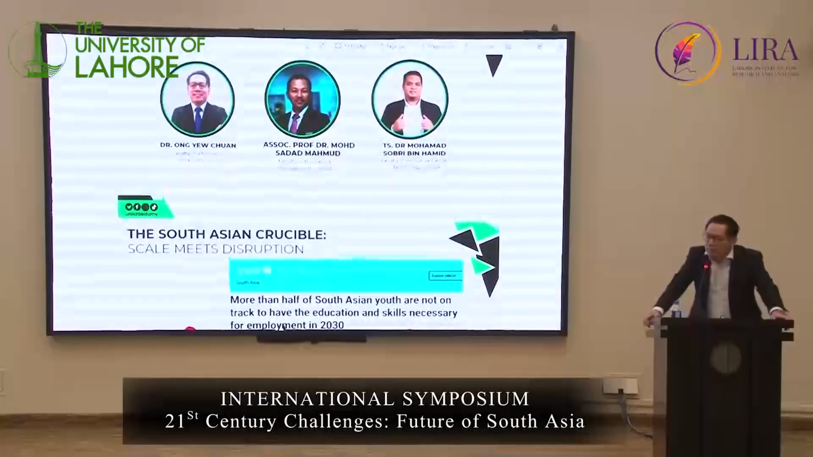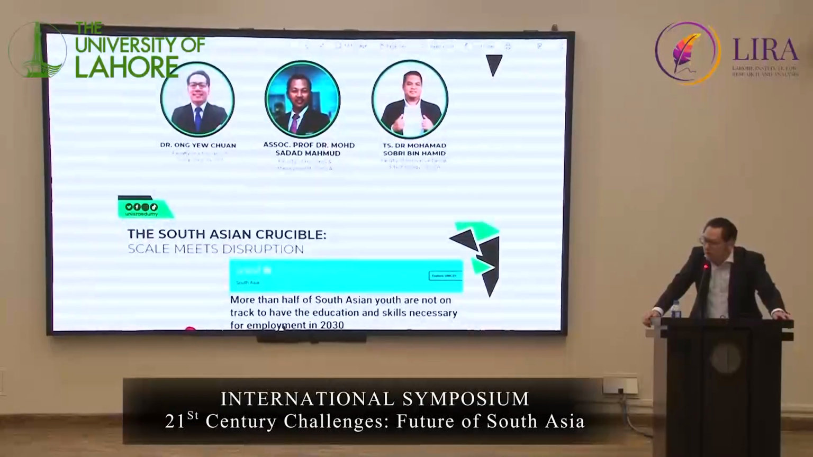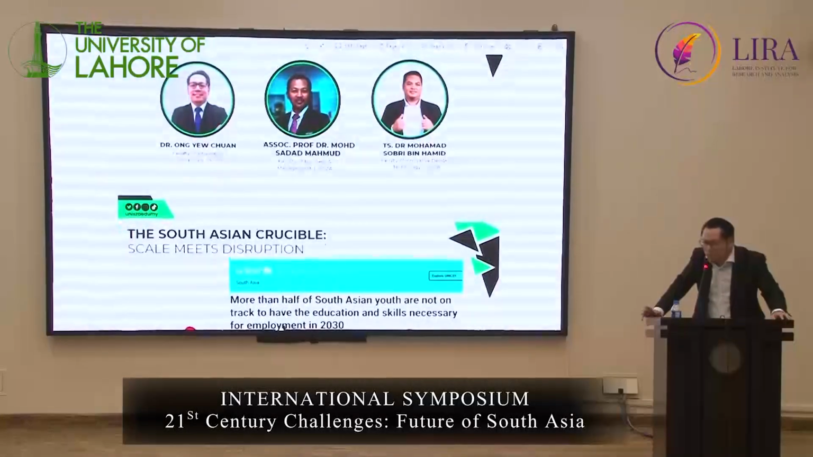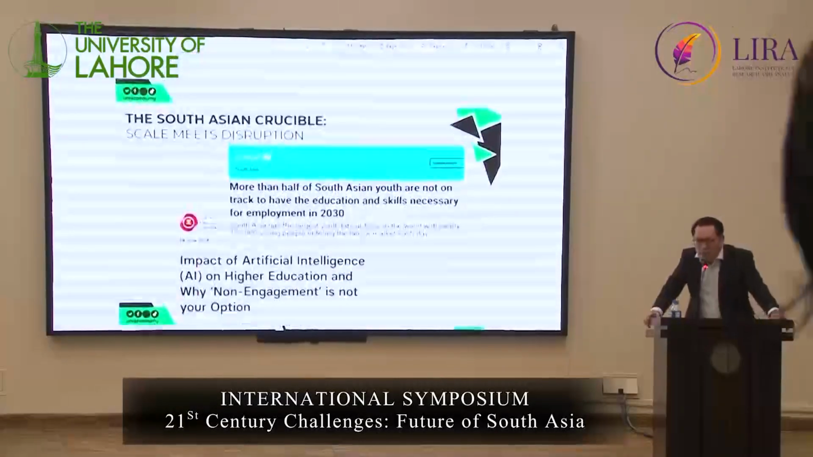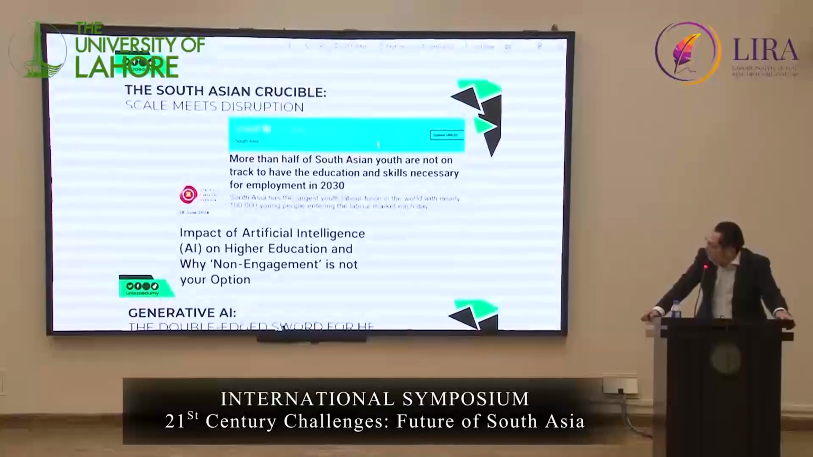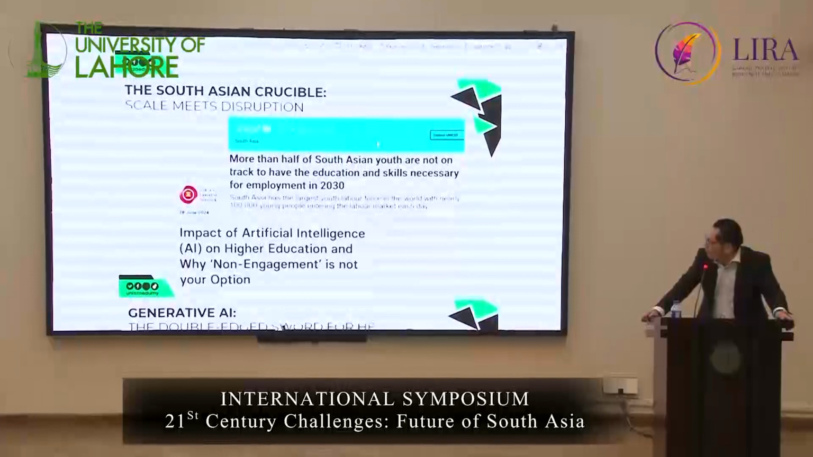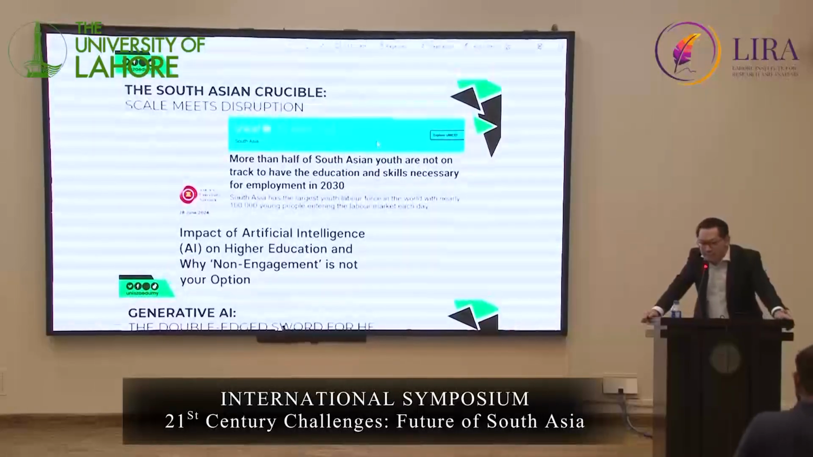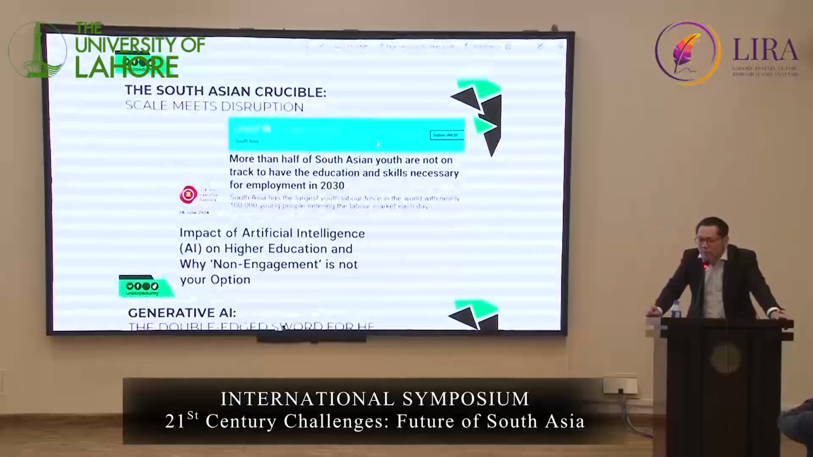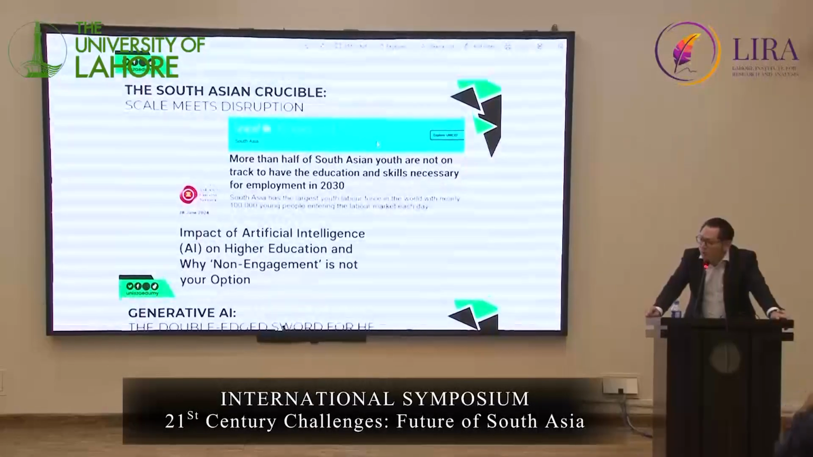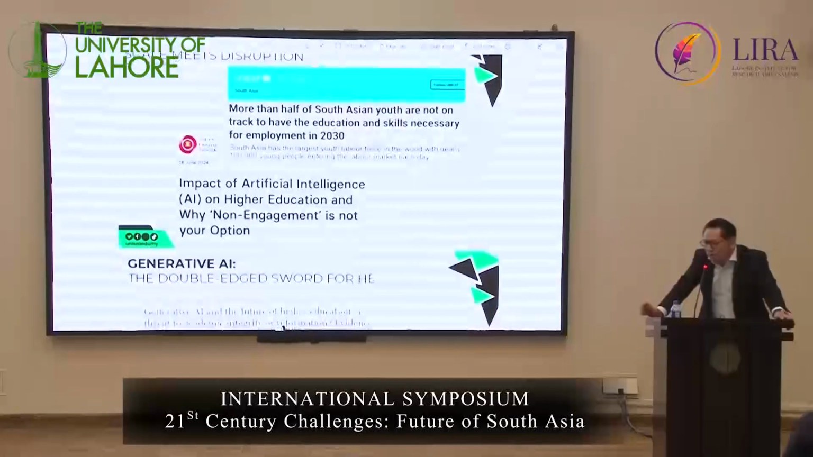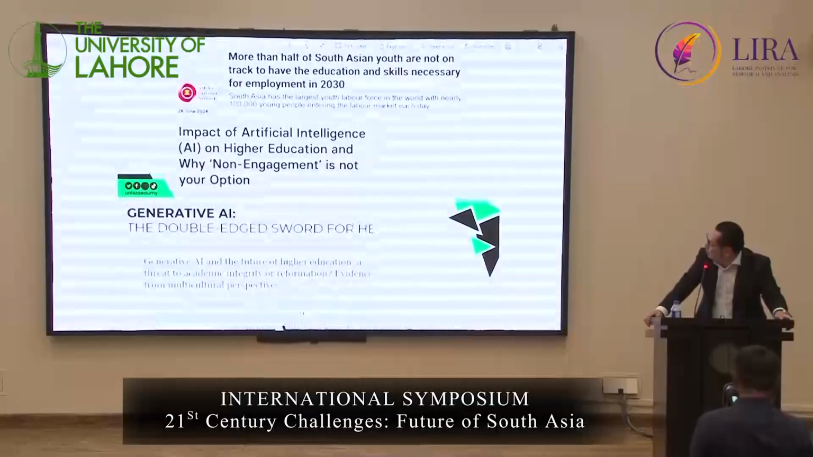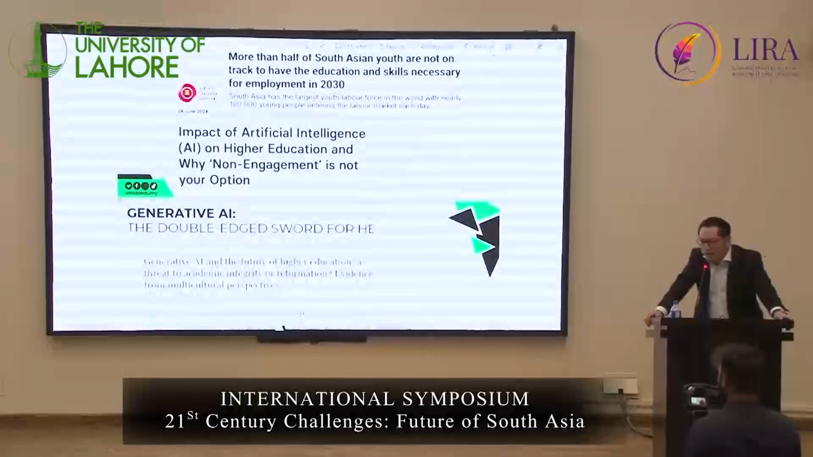I always see South Asia as not just a region, right? We see it as a crucible where immense skill meets unprecedented disruptions. If we look into some of the statistics, this one is from 2019, it says more than half of South Asian youth are not on track to have the education and skills necessary for employment in 2030. This is back in 2019, even before we had generative AI technologies. The contradiction is that it also says South Asia has the largest youth labor force in the world, with nearly 100,000 young people entering the labor market each day.